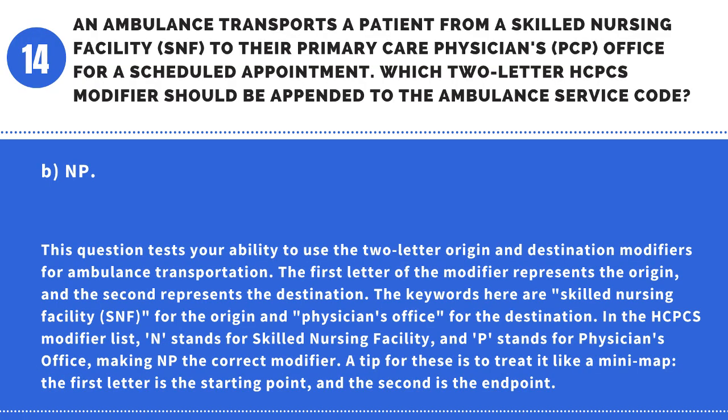Answer: B. NP. This question tests your ability to use the 2-letter origin and destination modifiers for ambulance transportation. The first letter of the modifier represents the origin, and the second represents the destination. The keywords here are skilled nursing facility, SNF, for the origin and physician's office for the destination. In the HCPCS modifier list, N stands for skilled nursing facility, and P stands for physician's office, making NP the correct modifier. A tip for these is to treat it like a mini-map. The first letter is the starting point, and the second is the end point.